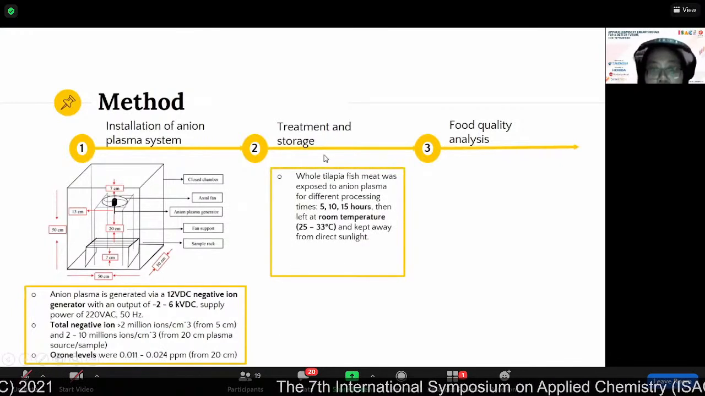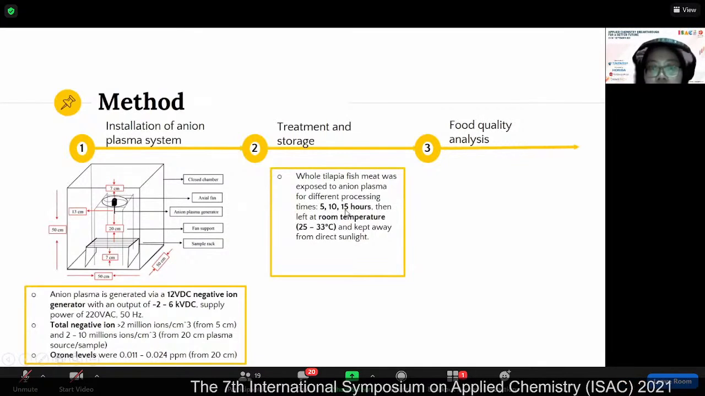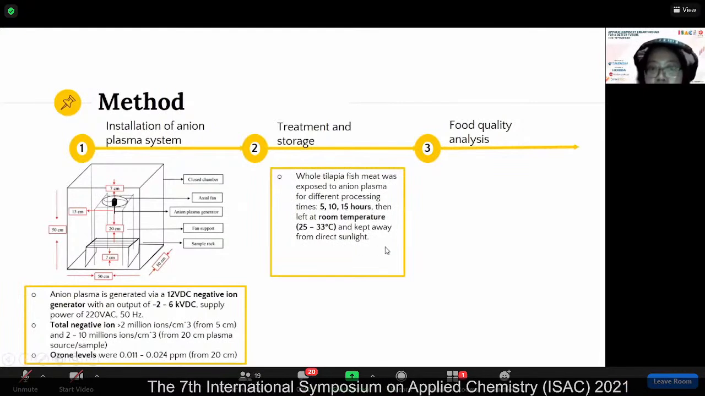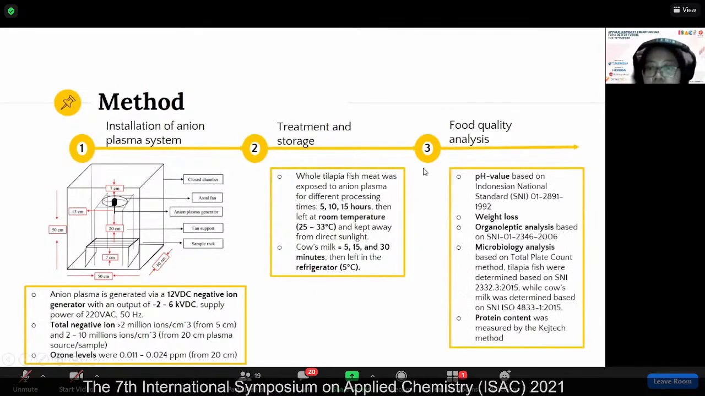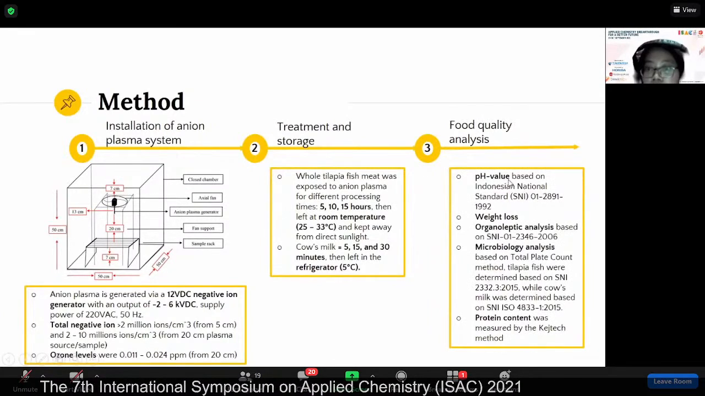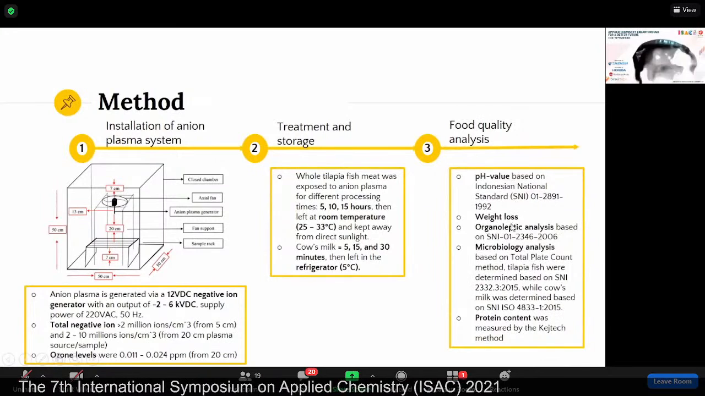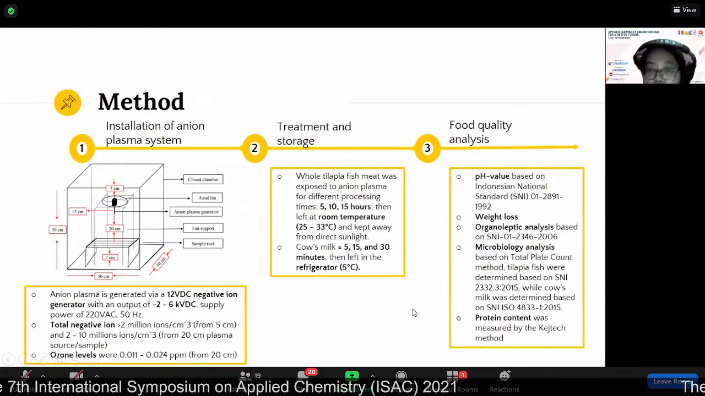And next is treatment and storage. All tilapia fish were exposed to NM plasma for different processing times, that is 5 to 15 hours, and then left at room temperature. And for cow's milk, it is 5 to 30 minutes, and then left in the refrigerator. And the last is food quality analysis, including pH value measurement, weight loss, organoleptic analysis, microbial analysis, and protein content.